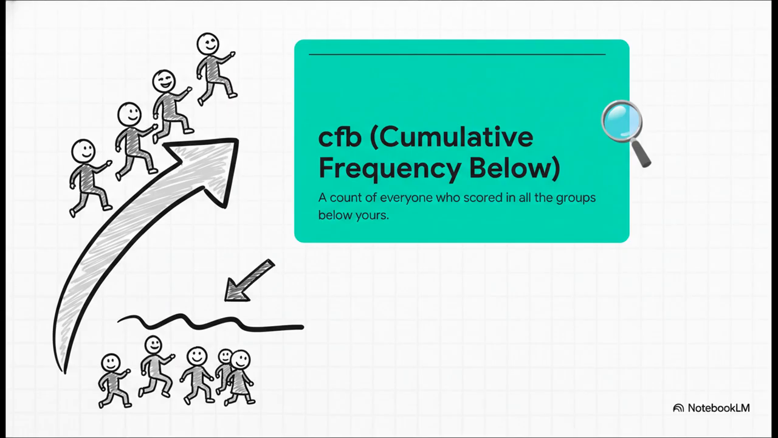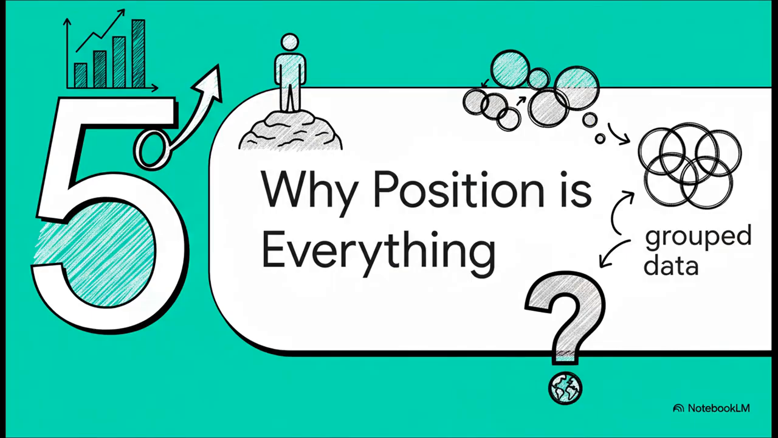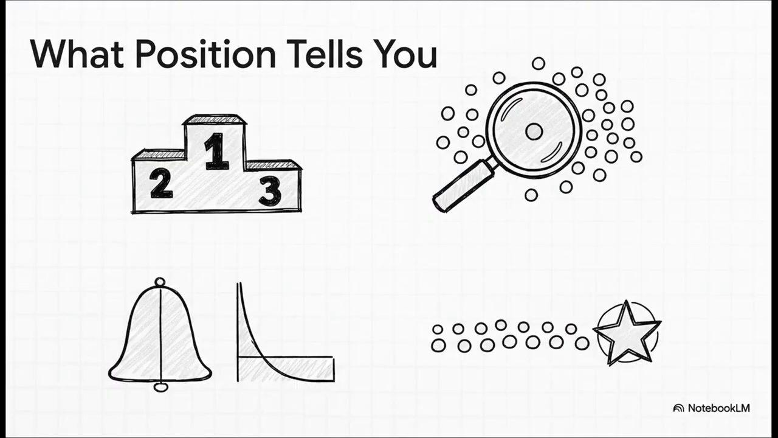All right, so we've gone from simple quartiles all the way to tackling grouped data. Let's pull back for a second and ask the big question. Why does any of this matter? Why is knowing your position so incredibly important? The bottom line is, these measures of position tell you so much more than a simple average ever could. They give you your specific rank, your standing. They provide that critical context we've been talking about this whole time.